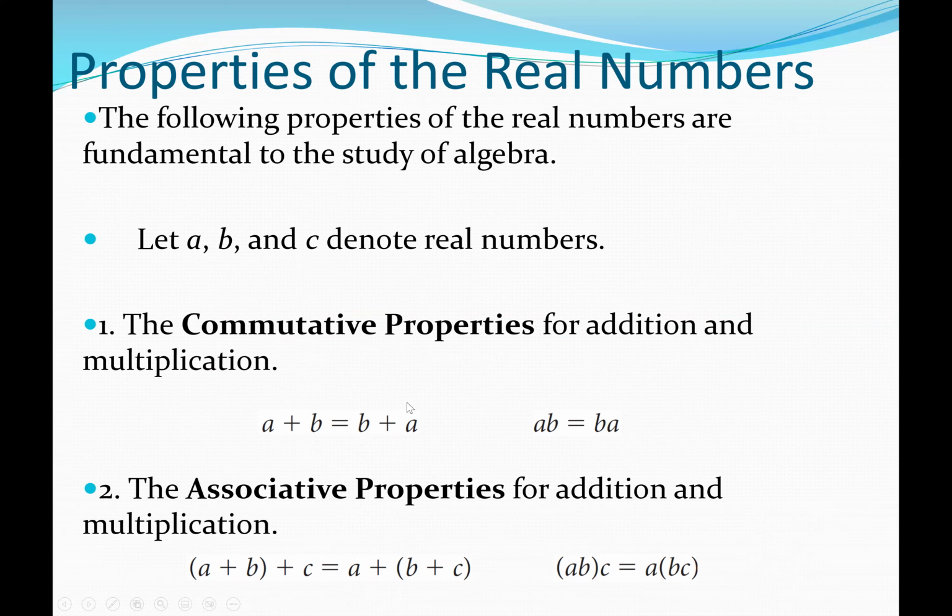For example, 2 plus 3 is the same as 3 plus 2, or 2 times 3 is the same as 3 times 2. So the position of the value doesn't matter if we are doing addition and also multiplication. Now, the associative property says for addition and multiplication, A plus B in parentheses plus C is the same as A plus B and C in parentheses. The same thing applies to multiplication. A times B in parentheses times C is the same as A times B times C in parentheses.